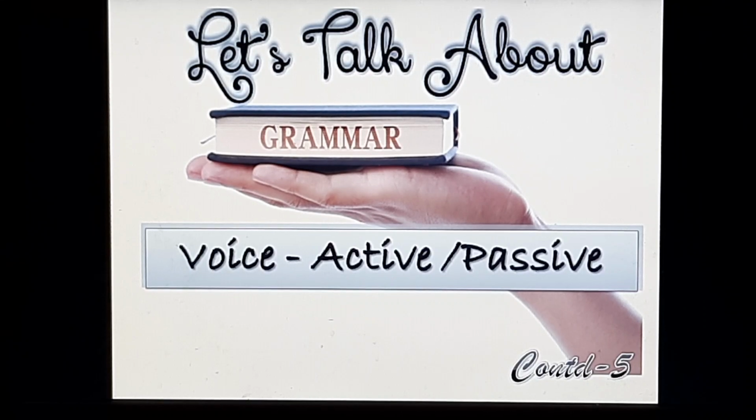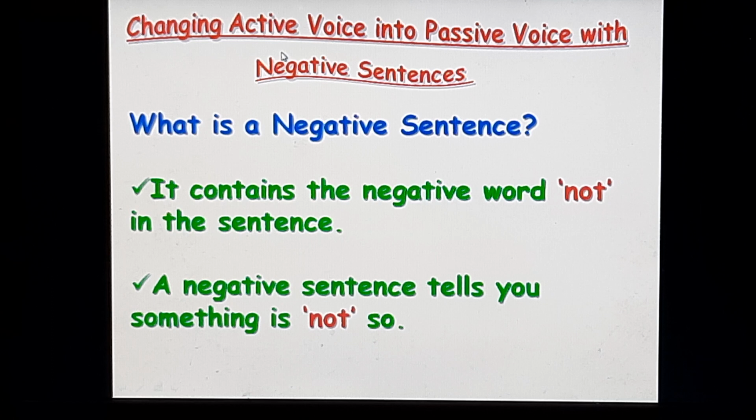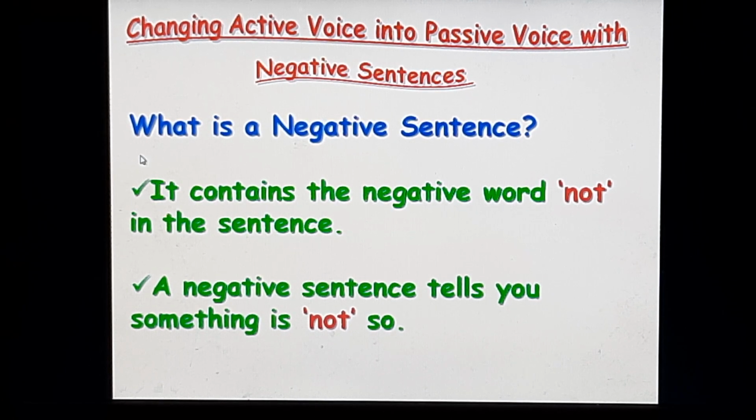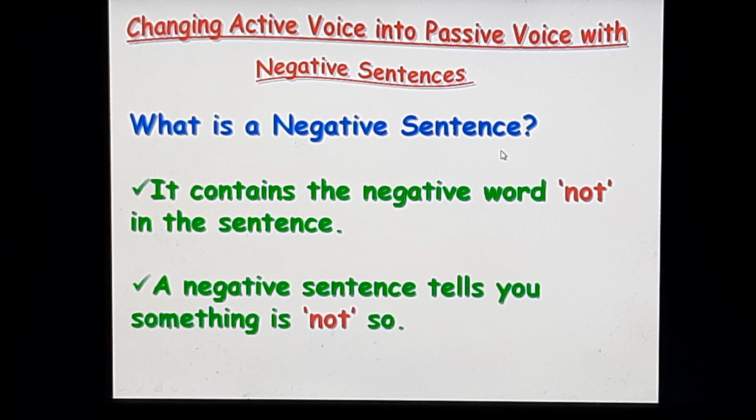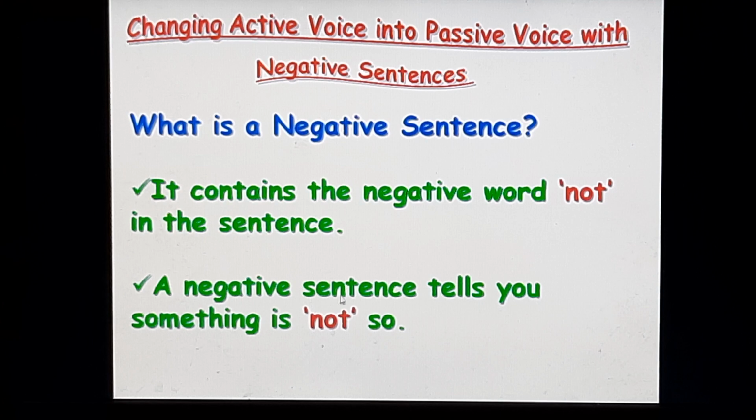Let's continue, children, with active passive voice. In this session, we shall learn how to change active voice into passive voice with negative sentence. So, first, let us understand what is a negative sentence. It contains the negative word not in the sentence. A negative sentence tells you something is not so.